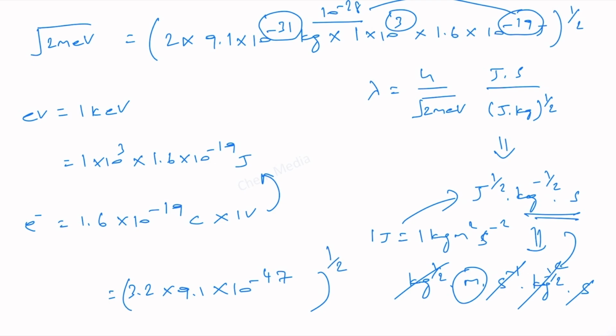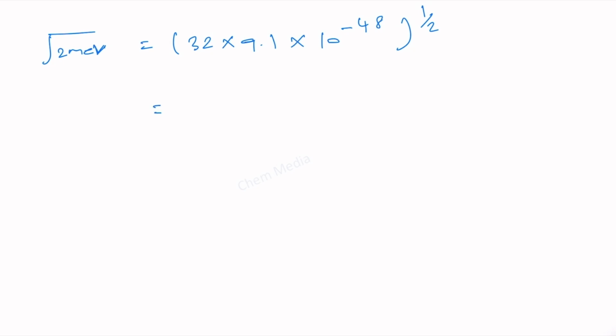We can't take square root of an odd power, and therefore let us multiply and divide by 10. So in that case, we can write that square root of 2meV is equal to 32 times 9.1 times 10 to the power minus 48 to the whole power 1 by 2. 32 times 9.1 is 291.2, and this will be 10 to the power minus 48 to the whole power 1 by 2.